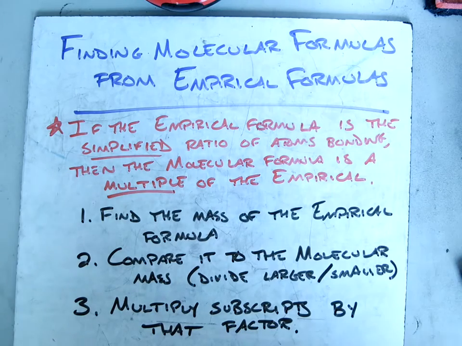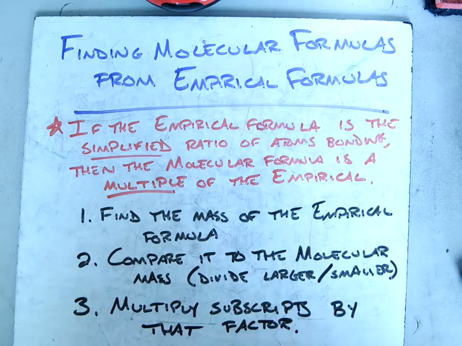And here is going to be our 3-step process. Step 1, find the mass of the empirical formula, using the masses on the periodic table, of course. Step 2, compare that to the molecular mass and literally just divide the larger number by the smaller number. This will get you what I call a factor. Step 3, multiply subscripts by that factor. So the subscripts in the empirical formula, multiply it by that factor. If that factor is 2, you're doubling it, and the molecule happens to be twice as heavy as the empirical.